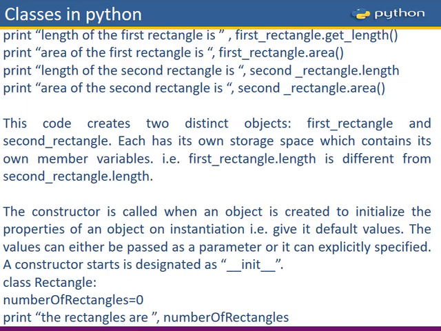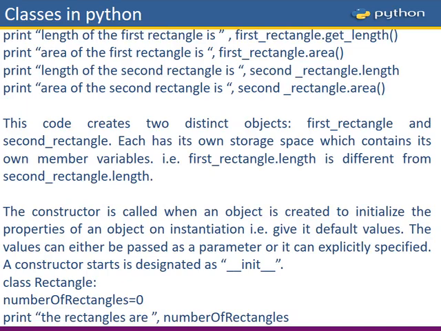So we start a constructor. A constructor is designated by starting with a double underscore, then init, and ending with a double underscore. So when you see __init__, you will know that it's a constructor.